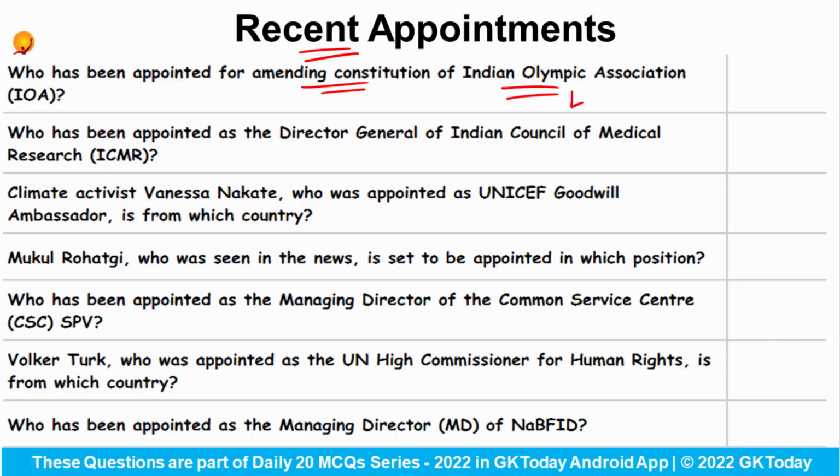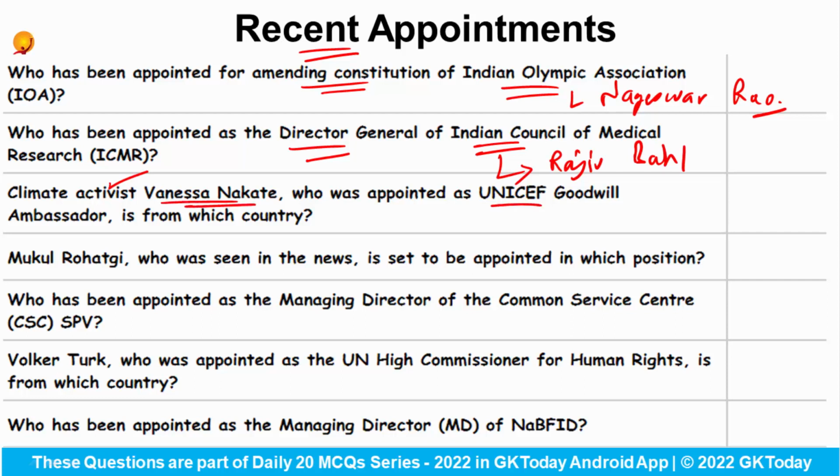So recently, Justice L. Nageswar Rao has been appointed for amending the constitution of Indian Olympic Association. Who has been appointed as the Director General of ICMR, Indian Council of Medical Research? So the new DG of ICMR is Mr. Rajiv Bahl. Climate activist Vanessa Nakate, who was appointed as UNICEF Goodwill Ambassador, is from which country? So Vanessa Nakate has been appointed as UNICEF Goodwill Ambassador and she is from the country Uganda.